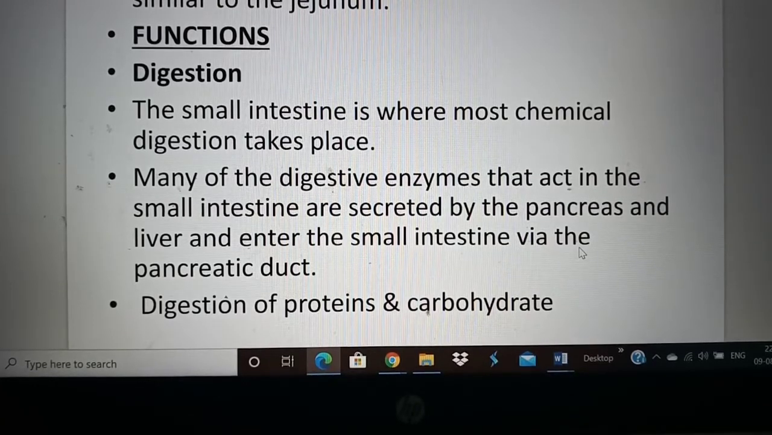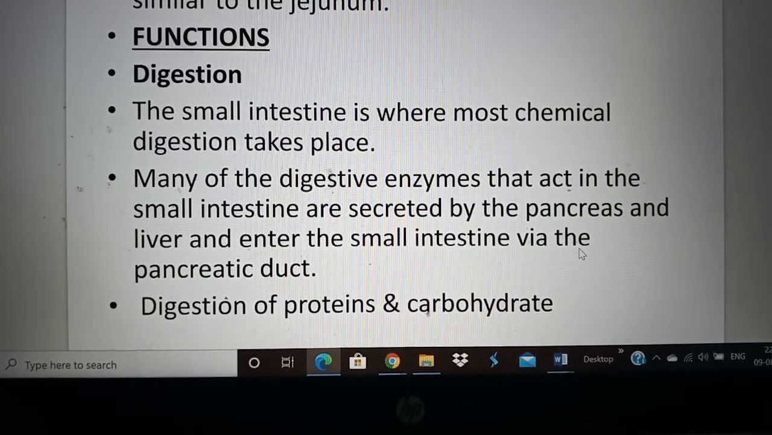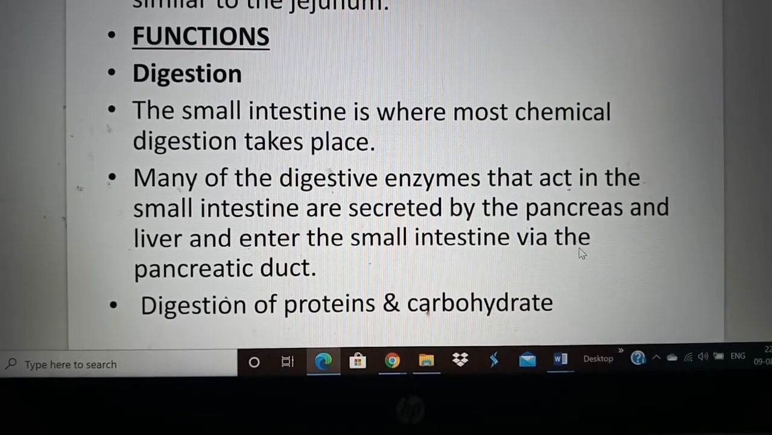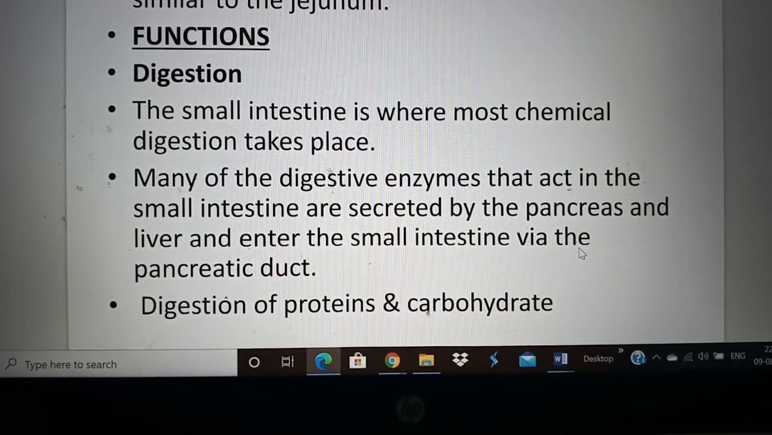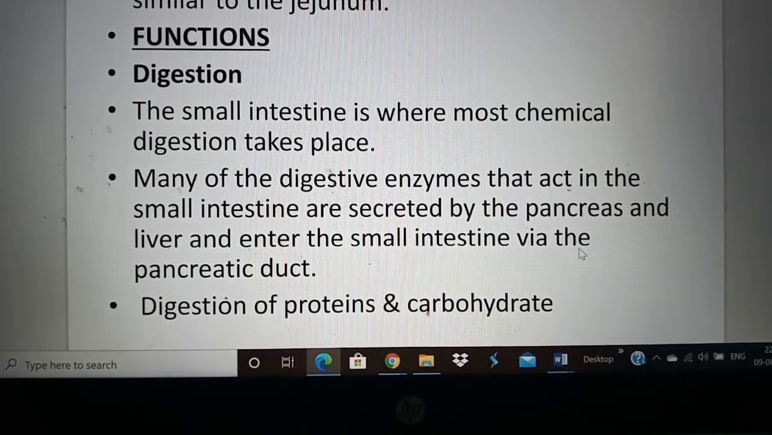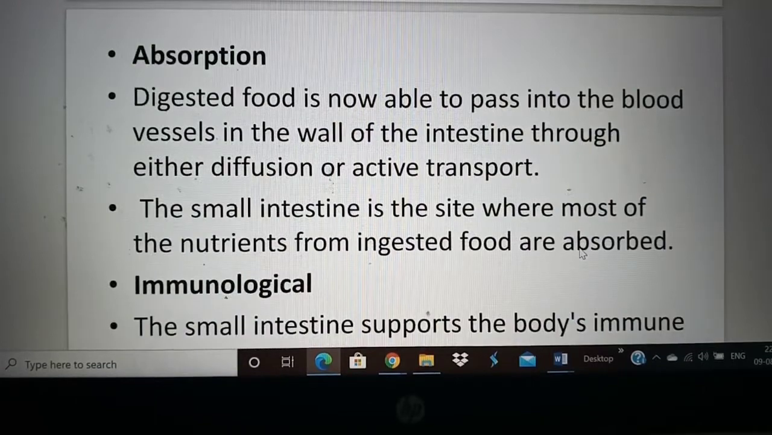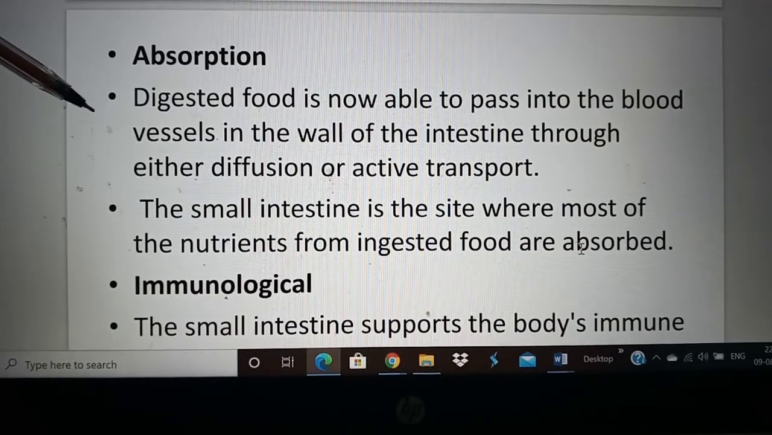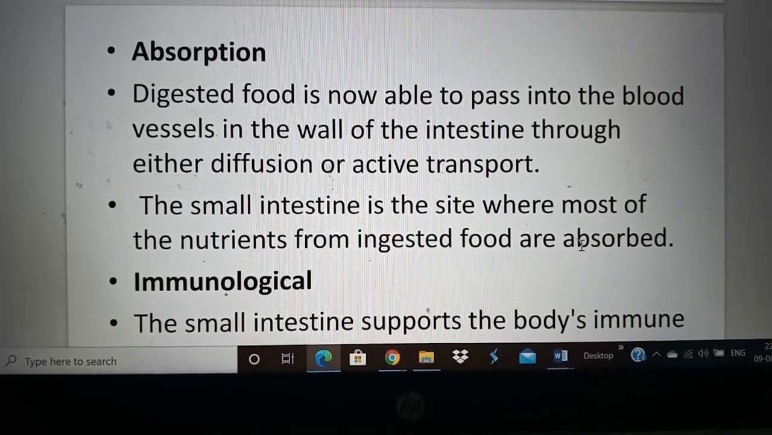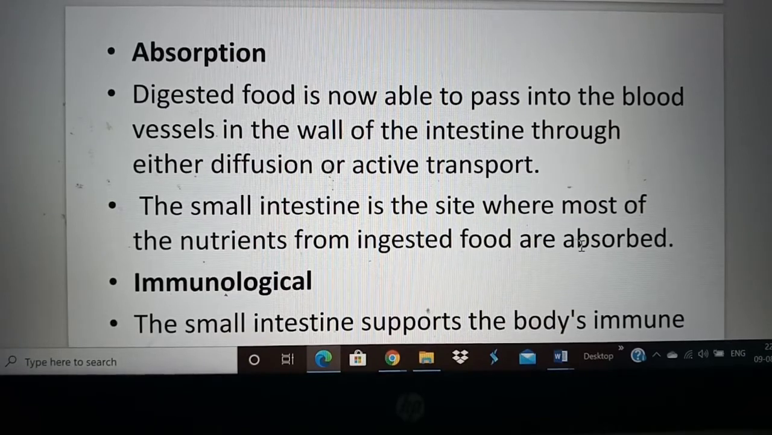The initial function is digestion. The small intestine is the place where most chemical digestion takes place. Many of the digestive enzymes act in the small intestine. They are secreted by the pancreas and liver and enter the small intestine via the pancreatic duct. The digestion of proteins and carbohydrates also takes place here. The second function is absorption. The digested food passes into the blood vessels in the wall of the intestine either through diffusion or by active transport.